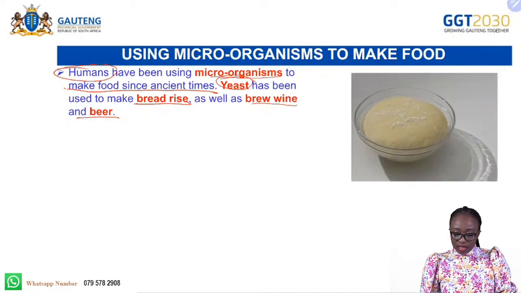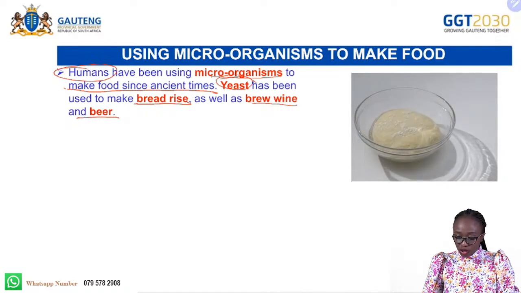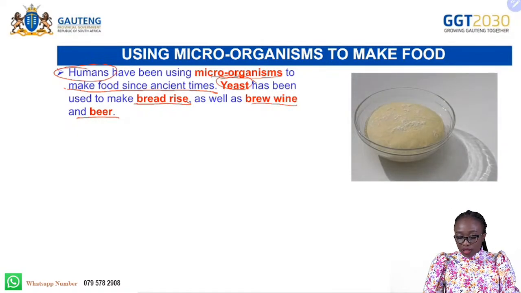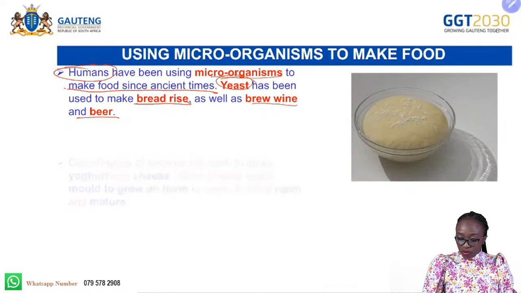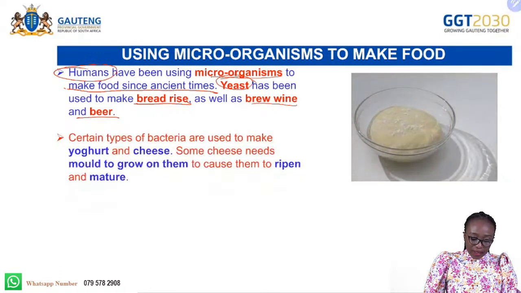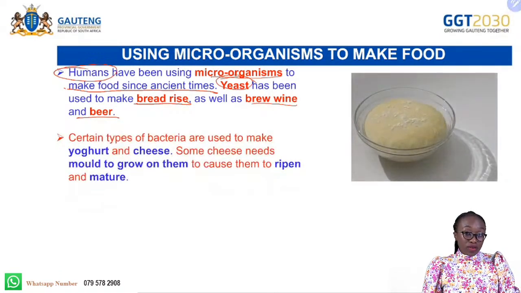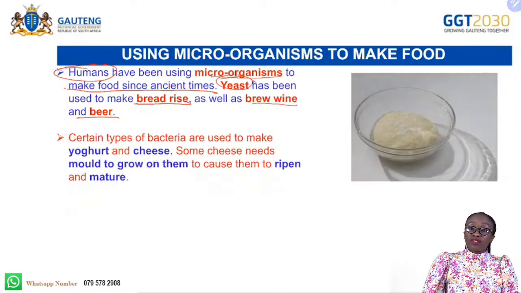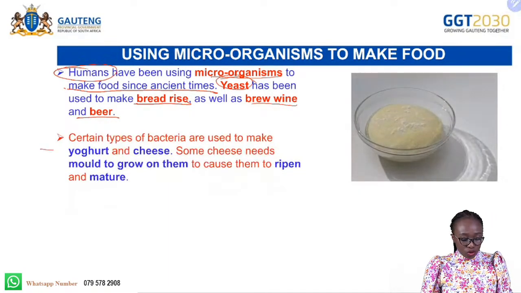So here is that picture. It's back again with the dough rising. I wonder what this person is making. Is it steamed bread? Now, there are certain types of bacteria that are used to make this very common delicacy, which is called yogurt, and also cheese.